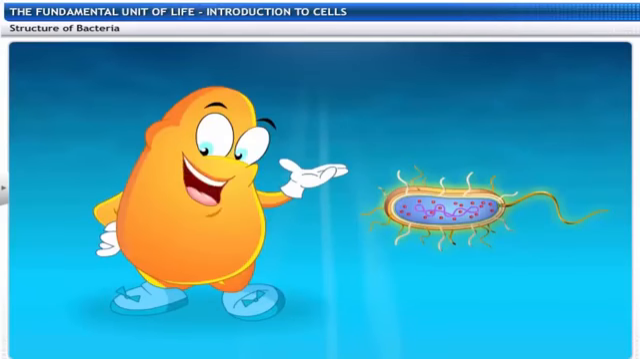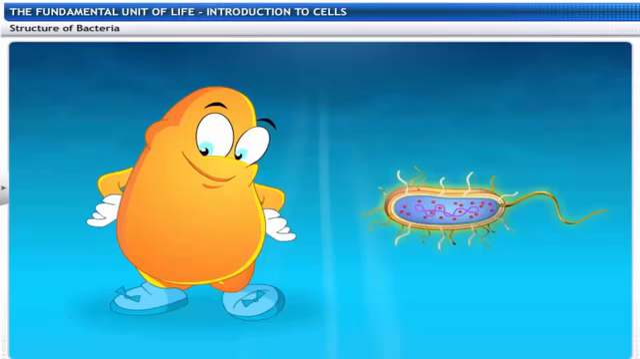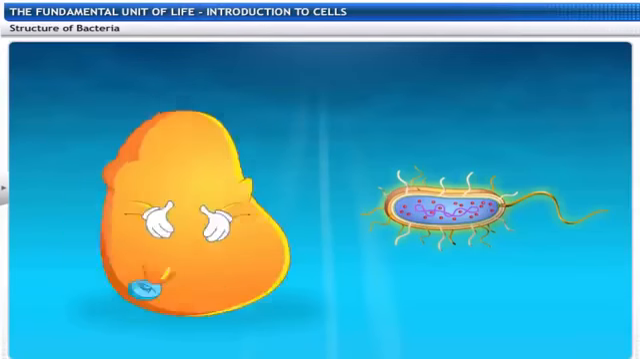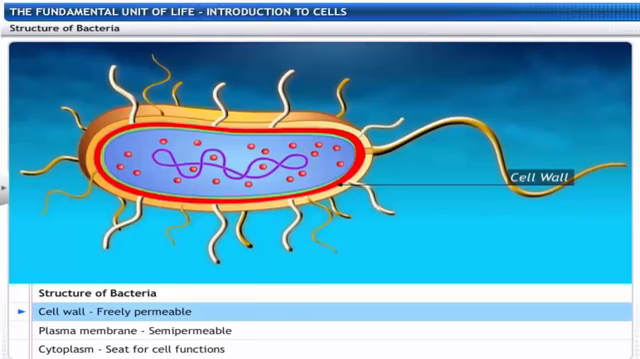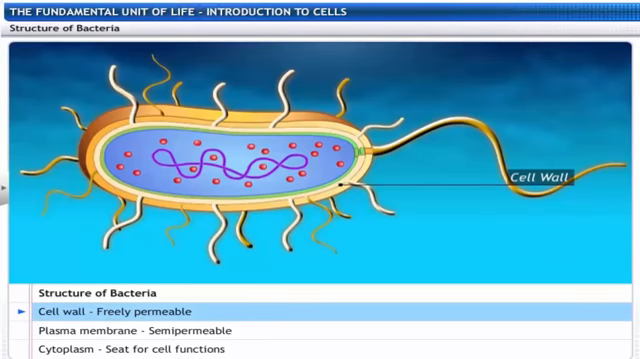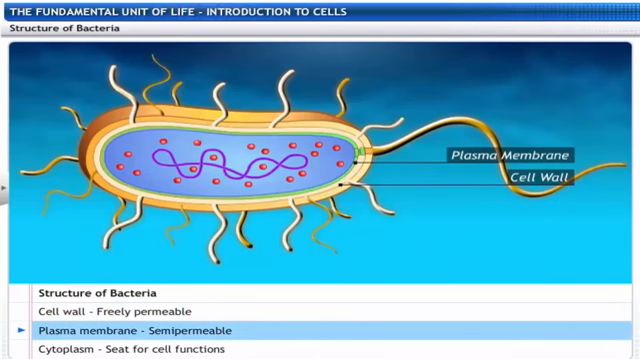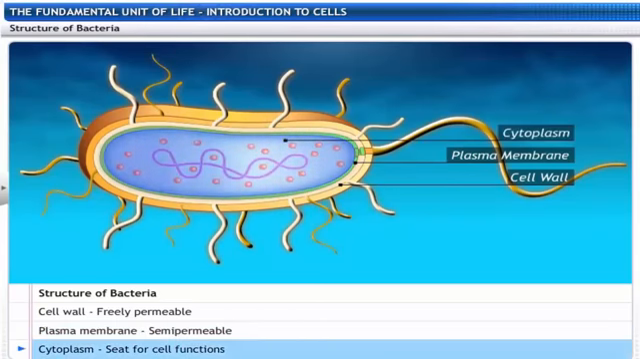Here's a bacteria that is actually a prokaryote. Let's take a closer look at it. The cell wall is a non-living layer composed of polysaccharides and proteins. The plasma membrane is a living membrane made of lipids. It is selectively permeable. Hence, it transports ions, nutrients, and wastes across the membrane. The cytoplasm is a clear, thick, jelly-like material that forms the seat for all the cell functions.